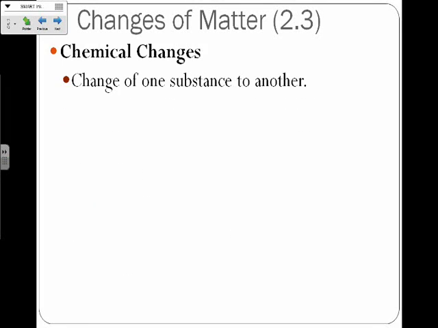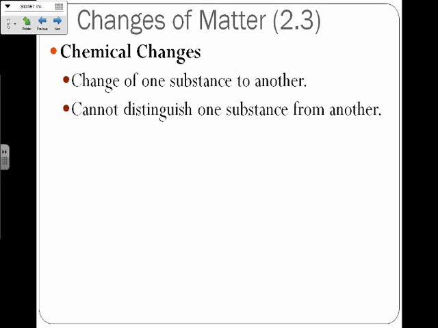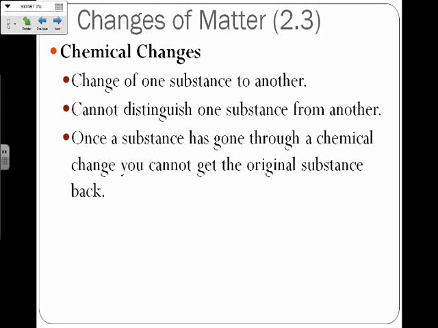Now what about chemical change? Chemical change is when you change one substance to another substance. You cannot distinguish one substance from another. What you end up with, that's what you have, and you can't get the original back. That's an easy way to look at it. With physical changes, a lot of times I can get the original form back. Not always, but a lot of times. Like if I paint a wall red, but I really want it back to the original taupe, I can go back and change it. But with a chemical change, you can't get the original substance back.